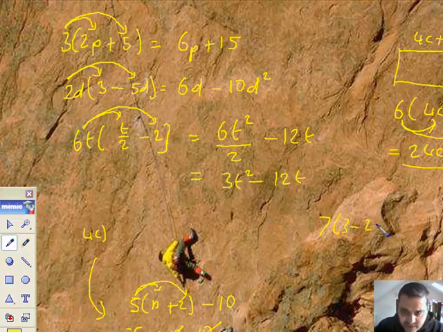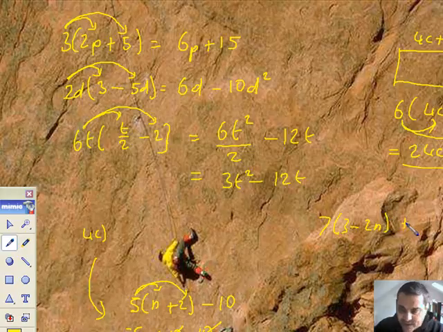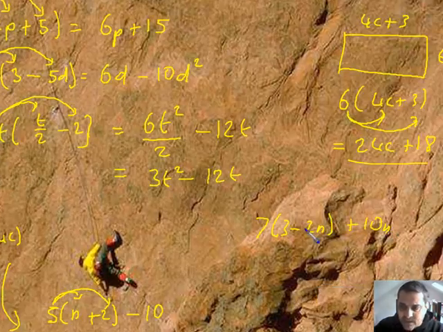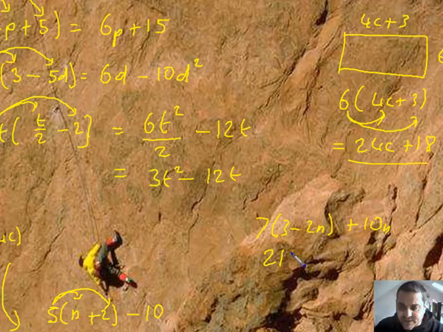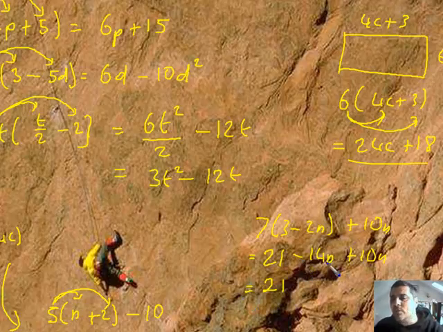7 bracket 3 minus 2n close bracket plus 10n. Multiply out. 7 3s are 21, 7 2s are 14, so I've got 14 n's, but it's negative. Now add on 10 n's. Now don't go throwing away your marks. 21 is the number 21, it's not 21 n's. I've got minus 14n plus 10n. Minus 14 plus 10 still leaves me on minus 4, so I've got minus 4 n's.